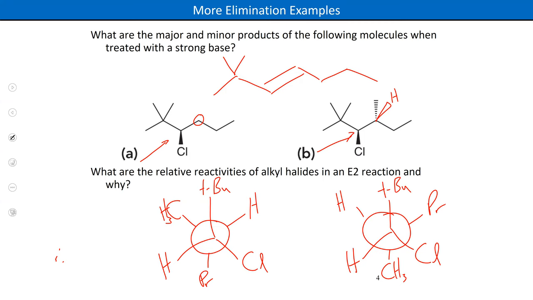So we'd wind up putting the two biggest groups cis relative to each other. Which would be the Z product, or the cis product, either way. And in this case, that's the only product. We don't need to worry about major and minor. There is only one alpha hydrogen on molecule B, which means there's only one possible elimination product.